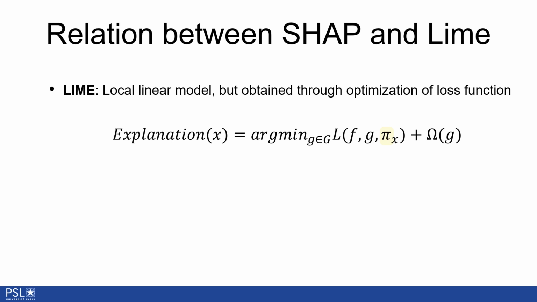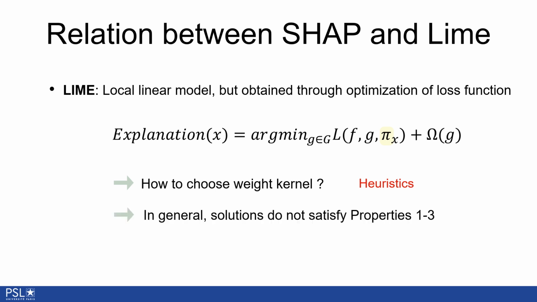In particular, this loss function depends on a weight kernel called pi. In LIME, the choice of this weight kernel is made based on heuristics rather than theoretical principles. As a result, the obtained local linear model will depend on this choice, and it will in general not satisfy the three properties we listed for SHAP.